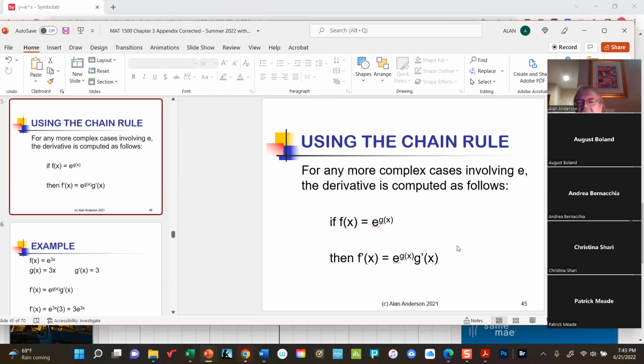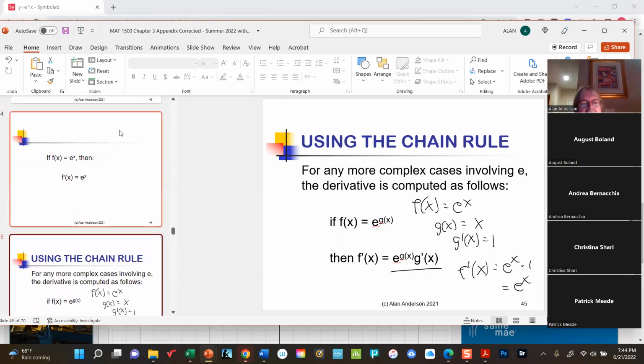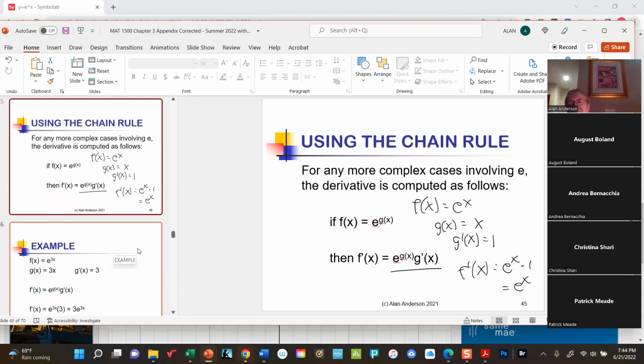I'll tell you why, because if you treat g of x as just x, g prime of x would be 1 anyway. So technically you are using this rule with the e to the x. It's just that you don't notice it because this g prime of x reduces to 1. And so you end up with f prime of x is e to the x times 1, which is just e to the x. So you can think of this first case as a special case of this one, where g of x is just x.